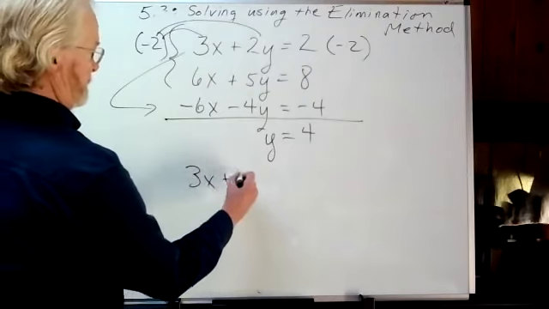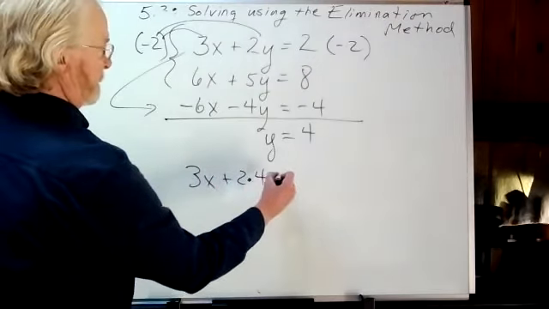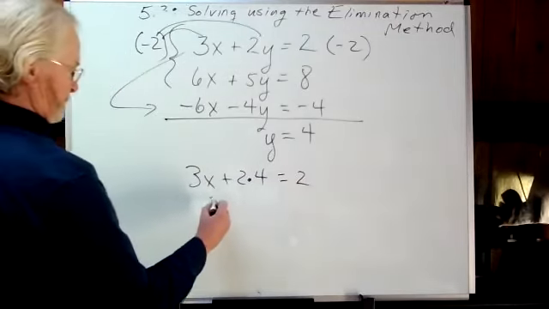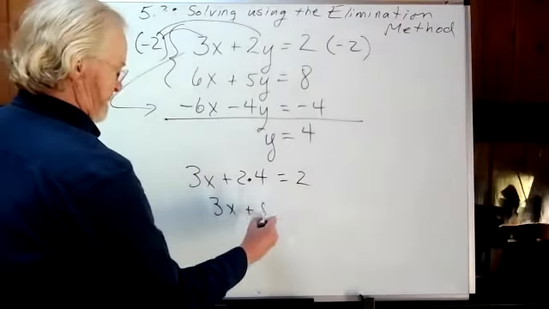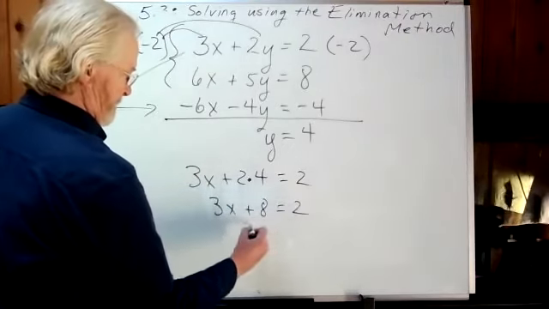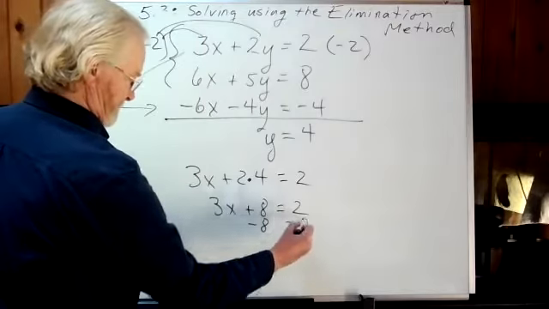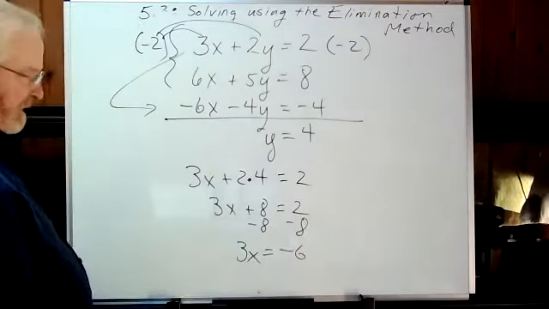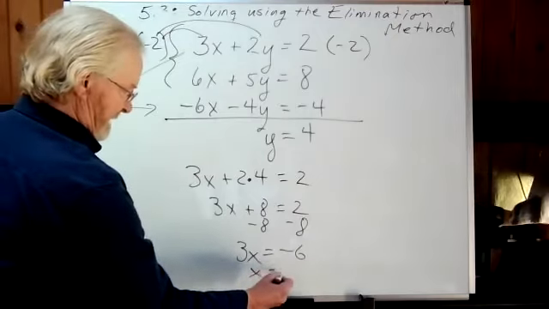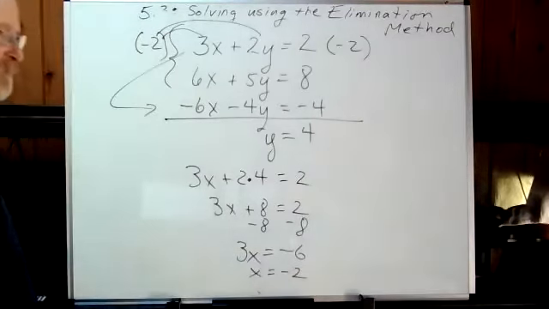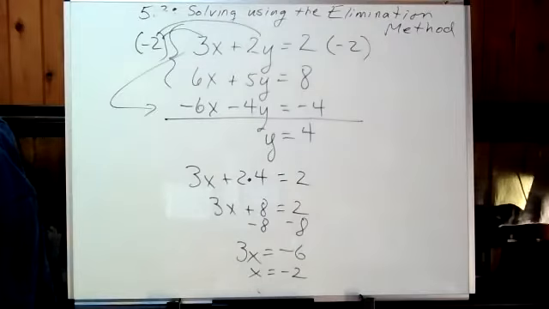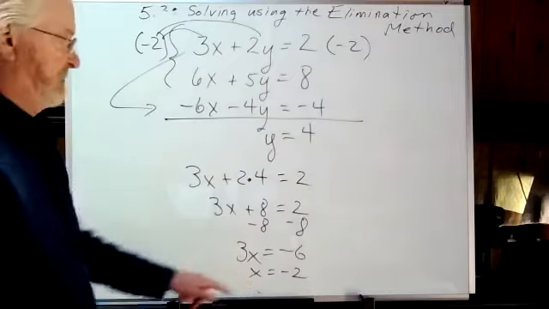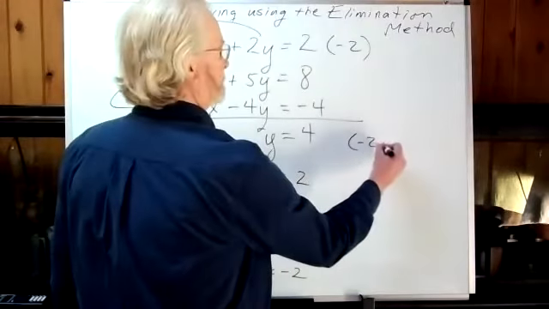3x plus 2 times the 4 that I found is 8. Subtract that 8. Now I can divide by 3 and get x is -2. Careful now when you write your ordered pair, right? We found the y first. This is the x. Make sure you put your x value first is all I'm getting at.